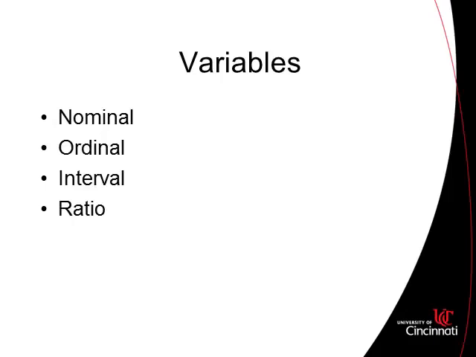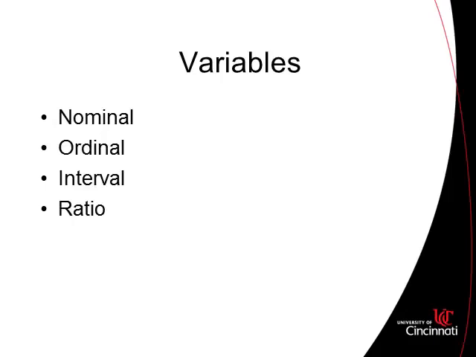Interval data have an equal distance between each value. So think about ordinal. We don't know if the difference between someone rating something as good and fair is the same as the difference between someone rating something as fair and poor. But in interval ratio data, like let's say degrees Celsius, we know that the difference between 30 and 35 degrees Celsius is the same as the difference between 40 and 45 degrees Celsius.